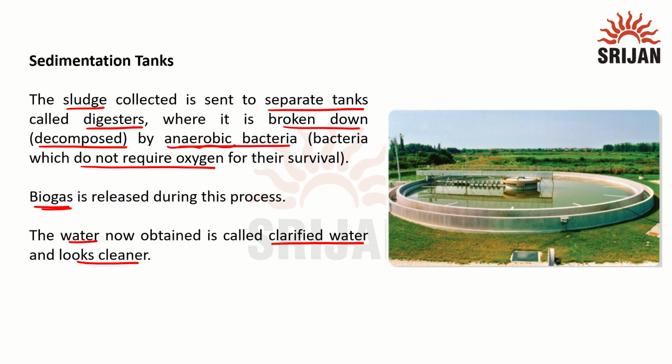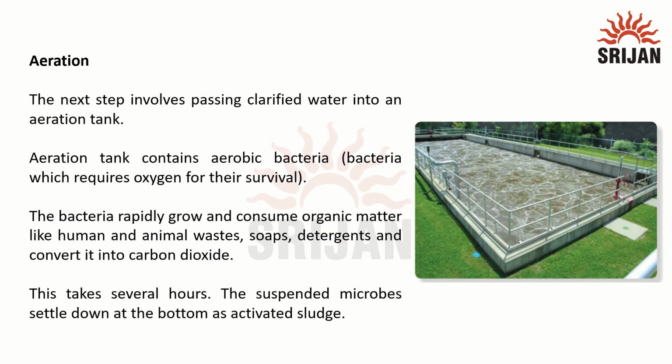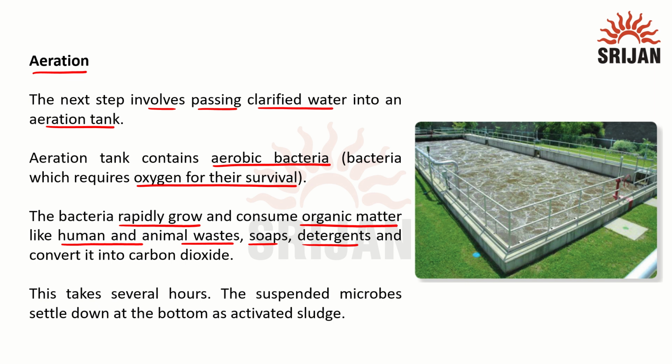Now, the last step in the wastewater treatment is aeration. Aeration involves passing the clarified water into an aeration tank. The aeration tank contains another set of bacteria termed aerobic. Aerobic is different from anaerobic because they cannot survive without oxygen, so they require oxygen for their survival. These bacteria grow very rapidly and consume the organic matter like human waste, animal waste, soaps, detergents, and all of this will be converted to CO2.